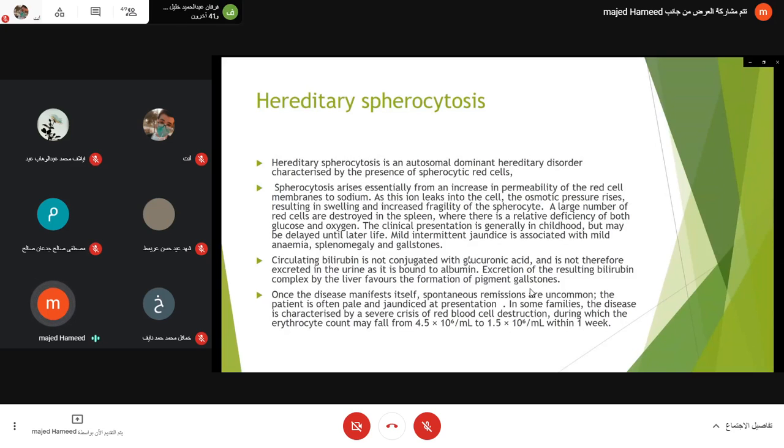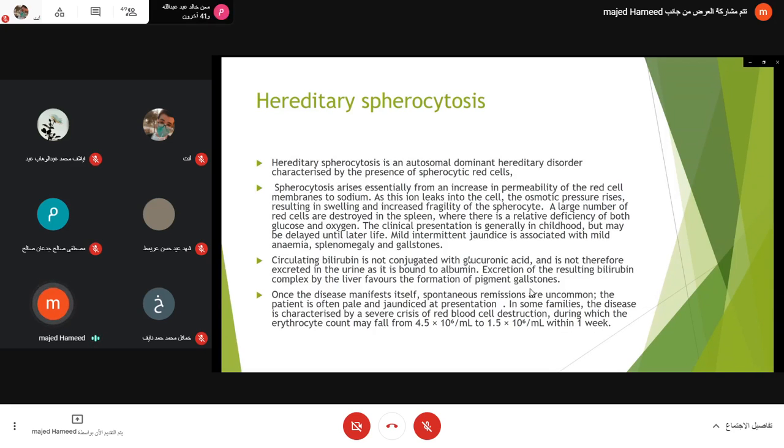Spherocytosis arises essentially from an increase in permeability of the red cell membrane to sodium, and this ion leaks into the cell. The osmotic pressure rises, resulting in swelling and increased fragility of the spherocyte. A larger number of red cells are destroyed in the spleen, where there is a relative deficiency of both glucose and oxygen. The clinical presentation is generally in childhood, but may be delayed until later life.